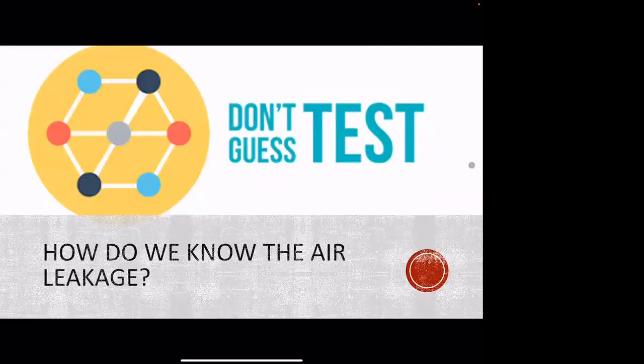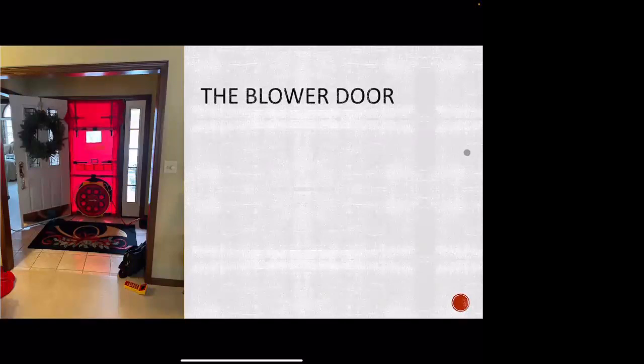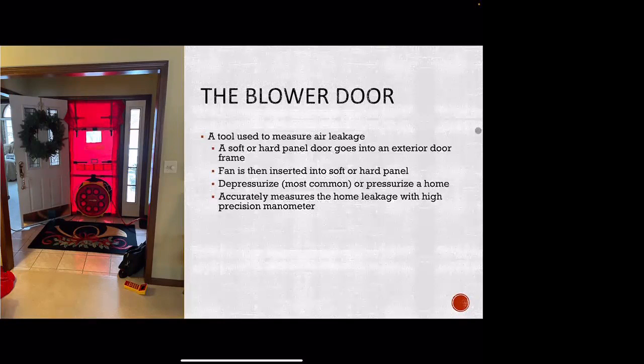So, how do we know the air leakage? Well, we don't guess. What we do is we test. And with that, we have what we call our blower door. So let's get into how we do that and what that means. The blower door is a tool used to measure that air leakage. What we do is we put a hard or soft panel into an exterior door frame. Once we get that exterior door frame put in place with our hard or soft panel, what we then do is we insert a fan.